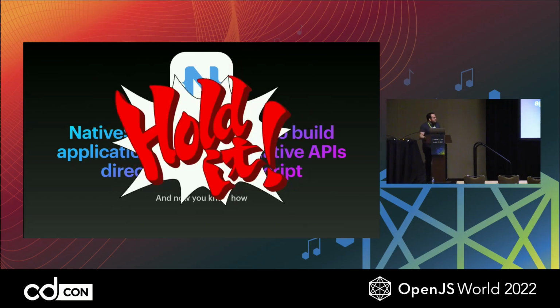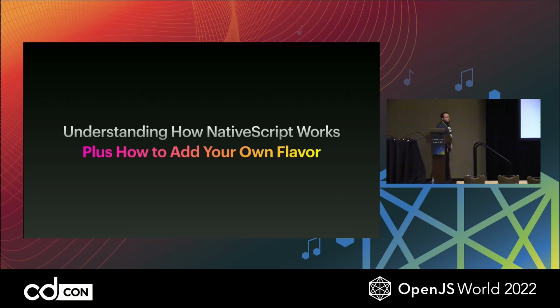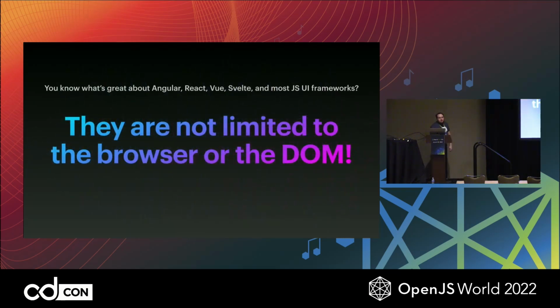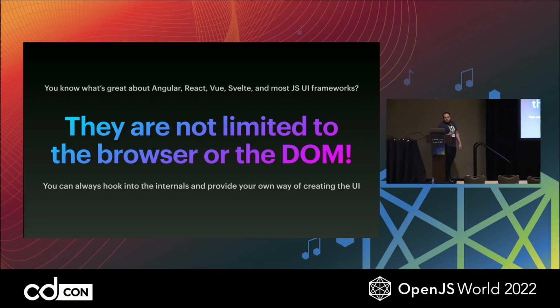But the title said, understanding how NativeScript works, plus how to add your own flavor to it. So, you know what's great about Angular, React, Vue, Svelte, and most other JavaScript UI frameworks? They are not limited to the browser or the DOM. You're actually encouraged many times to use them on the server side to render. So they are already designed without the need for the DOM or a browser to run on. So you can always hook into their internals to create your own way of rendering their UI, right?